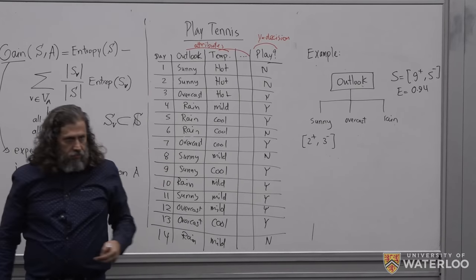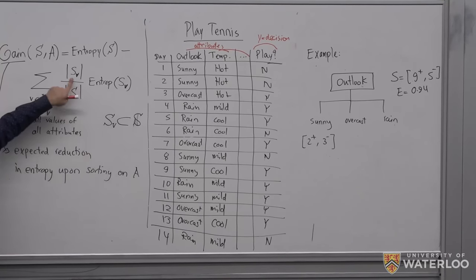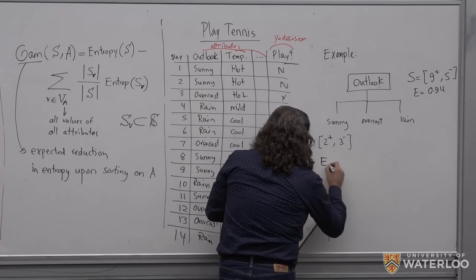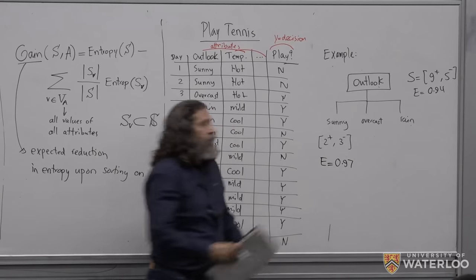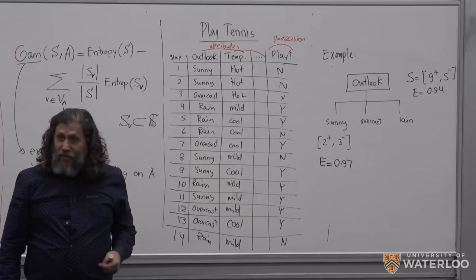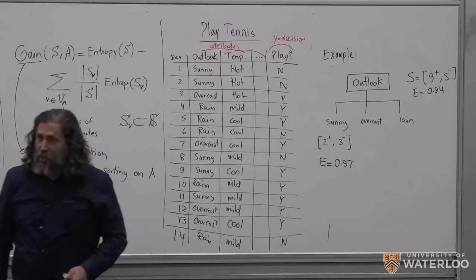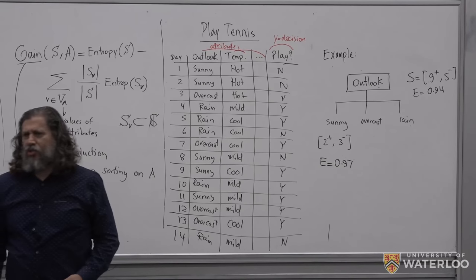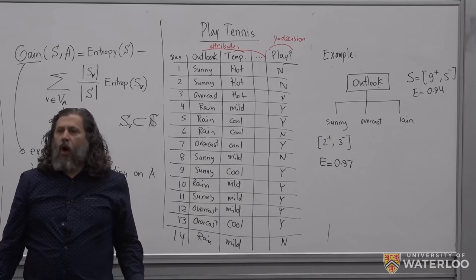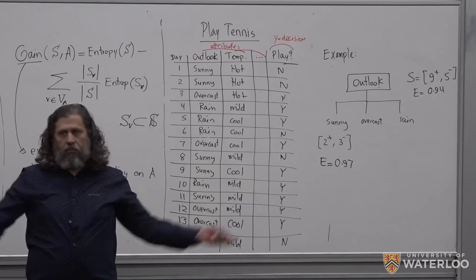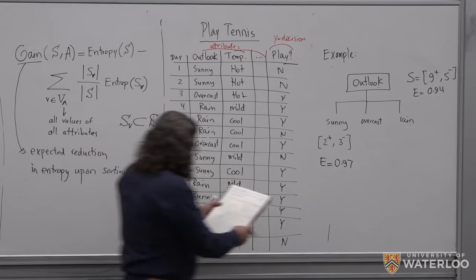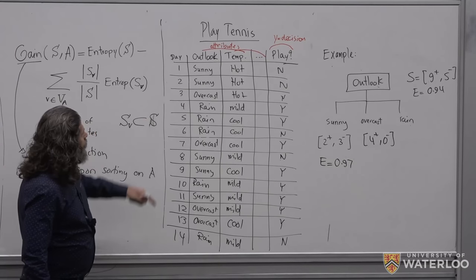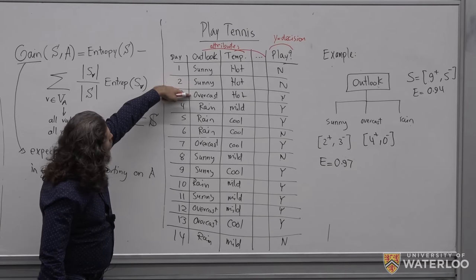You look at the overcast, I have 4 pluses and 0 negatives. Overcast, no? Sorry, it is yes. Overcast, yes. Overcast is always yes. How much is the entropy? Do you need a calculator? Every time I see overcast is a yes. There is no chaos. Entropy is 0. Good feature. That's a good feature. The problem is you cannot classify with one feature. That's the problem. We need more.